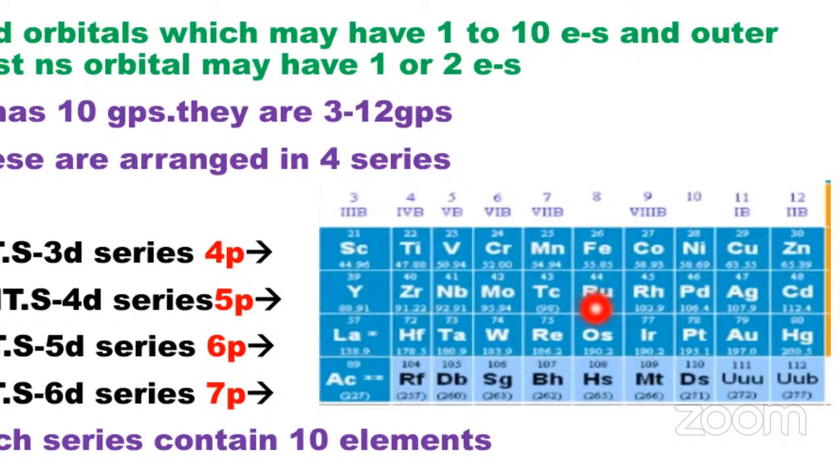Each series contains 10 elements. You count now. Here 1, 2, 3, 4, 5, 6, 7, 8, 9. So here each series contains 10 elements because of the d orbital. The d orbital is accommodating a maximum of how many electrons? 10 electrons. That is the reason here each series has 10 elements. Okay, these are d block elements.